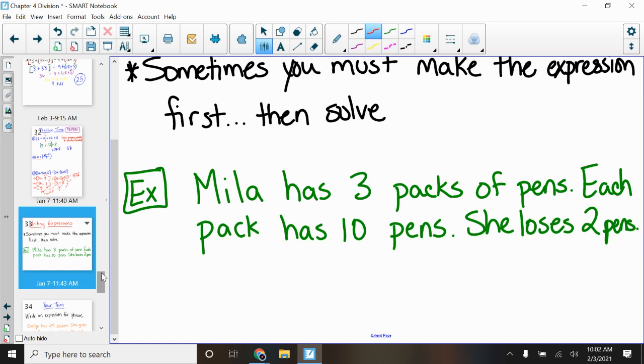And the story says, Mila has 3 packs of pins. Each pack has 10 pins. She loses 2. Okay, that's the story. But what does that story look like as an expression? What does it look like using numbers and math symbols? So this is what you're trying to figure out.